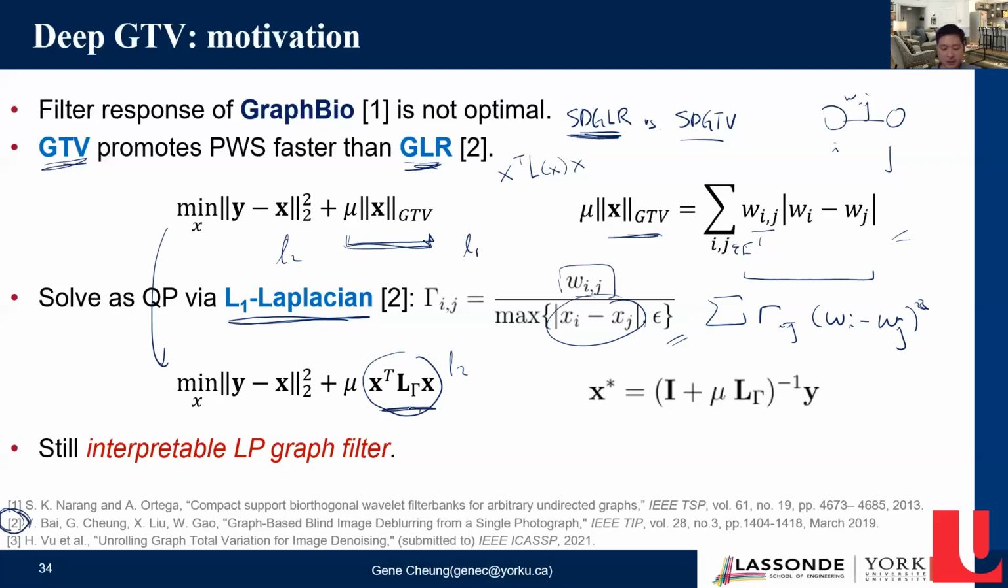But you're still minimizing an L2 norm, and you can still solve this as a system of linear equations, and you can still interpret this as a low-pass filter, right? So it's still an interpretable low-pass graph filter. So this is nice.